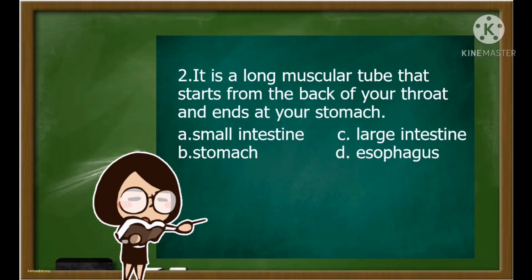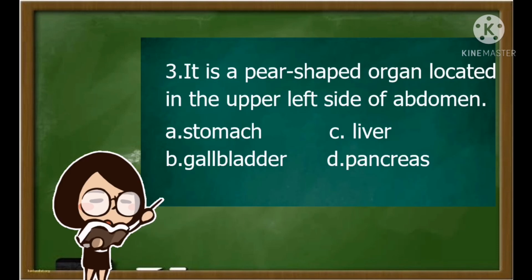Question number 2. It is a long muscular tube that starts from the back of your throat and ends at your stomach. A. Small intestine. B. Stomach. C. Large intestine. D. Esophagus. 3. It is a pear-shaped organ located in the upper left side of the abdomen. A. Stomach. B. Gallbladder. C. Liver. D. Pancreas.